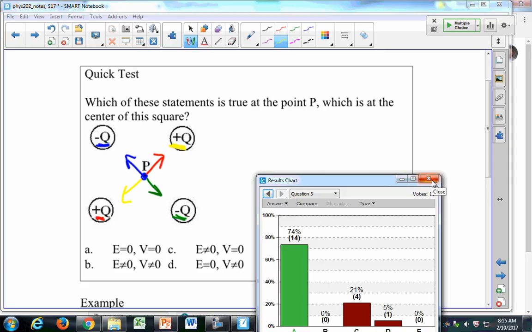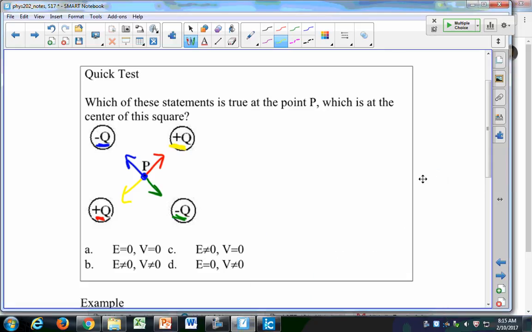See, some of you put C. Okay, yeah, we definitely know that the potential is zero, but the electric field is also zero, so that C is not correct.